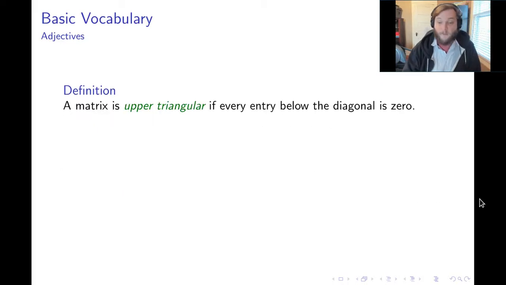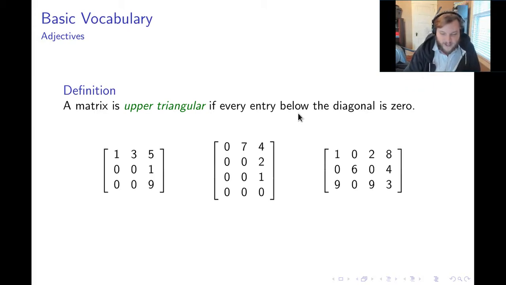Okay, so maybe our next adjective can build off this concept. It turns out that one useful type of matrix in linear algebra is this notion of an upper triangular matrix. So we say that a matrix is upper triangular if every entry below the diagonal is equal to 0. So let's look at a few examples here.